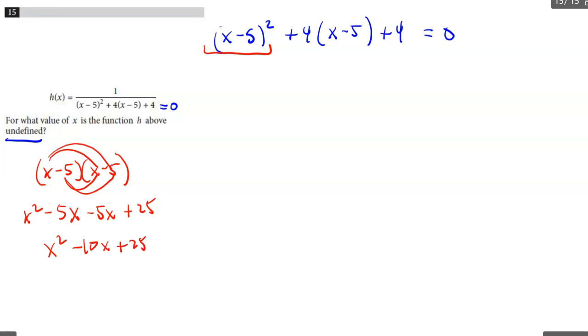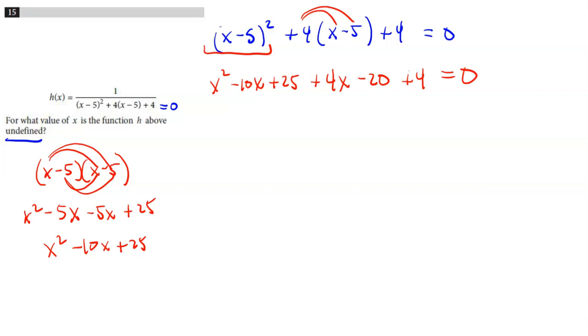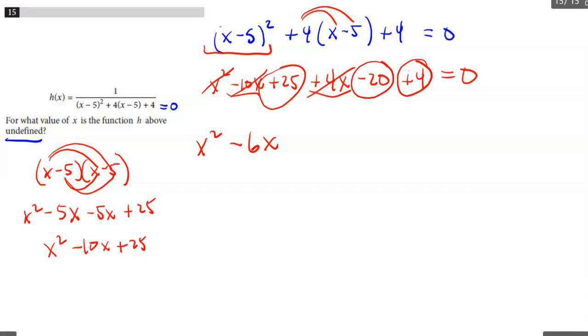So I'm going to replace that up here. x squared minus 10x plus 25. Then I'm going to clean these parentheses up by distributing. So that's 4x minus 20 added to 4 equals 0. Now I've got a lot of work to do with combining like terms. So I have x squared. Looks like my x's, I have a negative 10x and a positive 4x, which is negative 6x. And then my constants, I have 25 plus 4, 29, take away 20, which comes out to be positive 9.